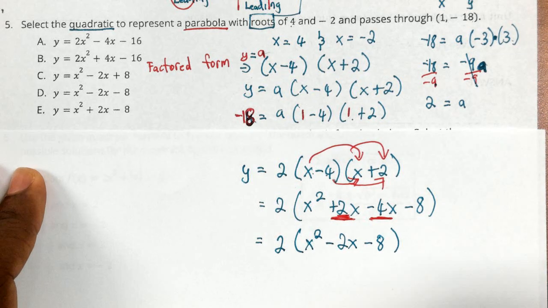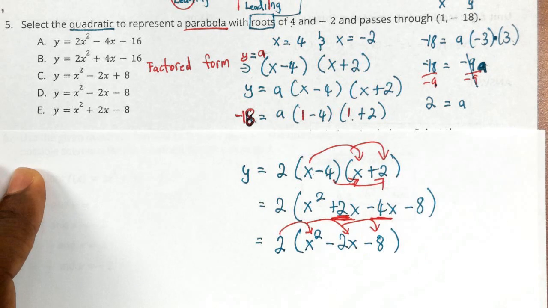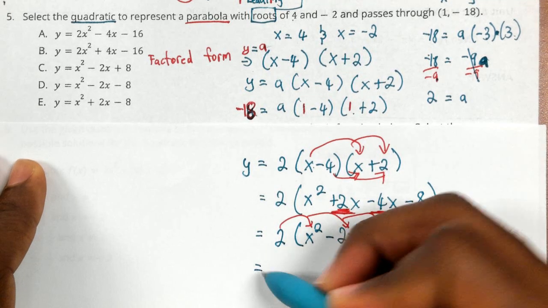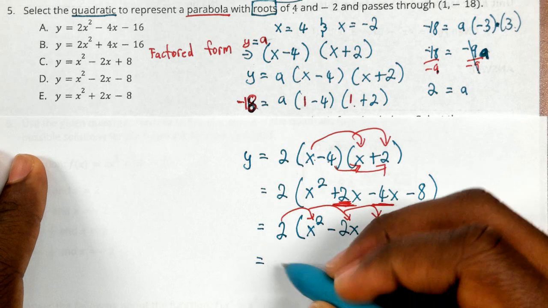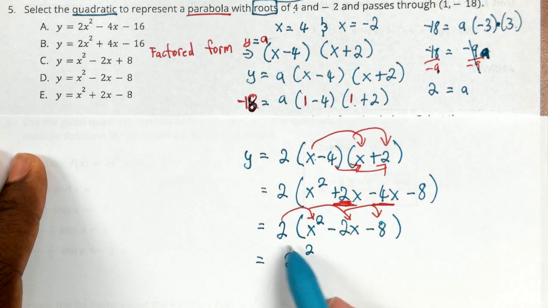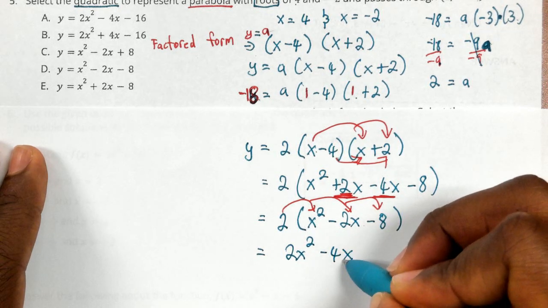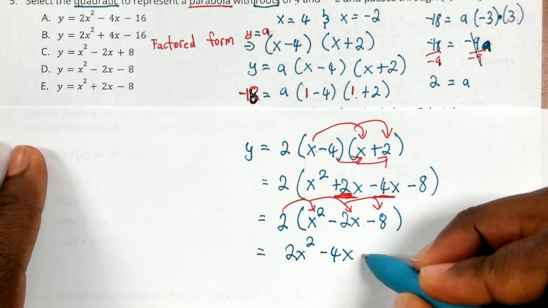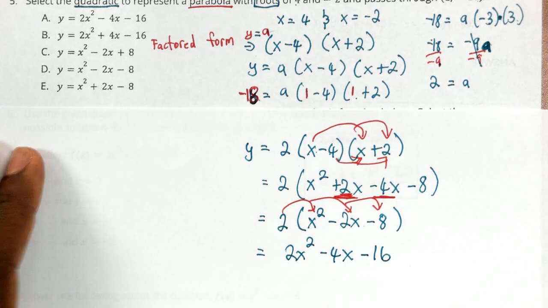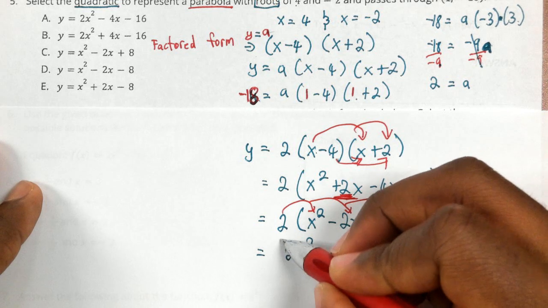Now I'm going to distribute the positive 2 to each of these terms, so that I have my full standard form. 2 times x squared is 2x squared. 2 times negative 2x is negative 4x. And 2 times negative 8 is negative 16. And this is my final answer.